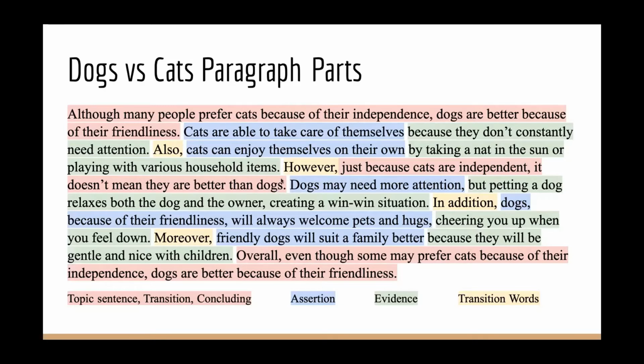And then the transition sentence correlates to this A but B part. So, however, just because cats are independent, it doesn't mean they are better. So just because cats are good, it doesn't mean they're better. And this is saying that dogs are better. And then the concluding sentence says, overall, even though some may prefer cats because of their independence, dogs are better because of their friendliness. And remember, your concluding sentence is just your topic sentence, but restated in different words. So I even use some of the same terms, independence, friendliness, as the topic sentence, and you can do that in your concluding sentence. So you can see that even this transition word follows that A but B.